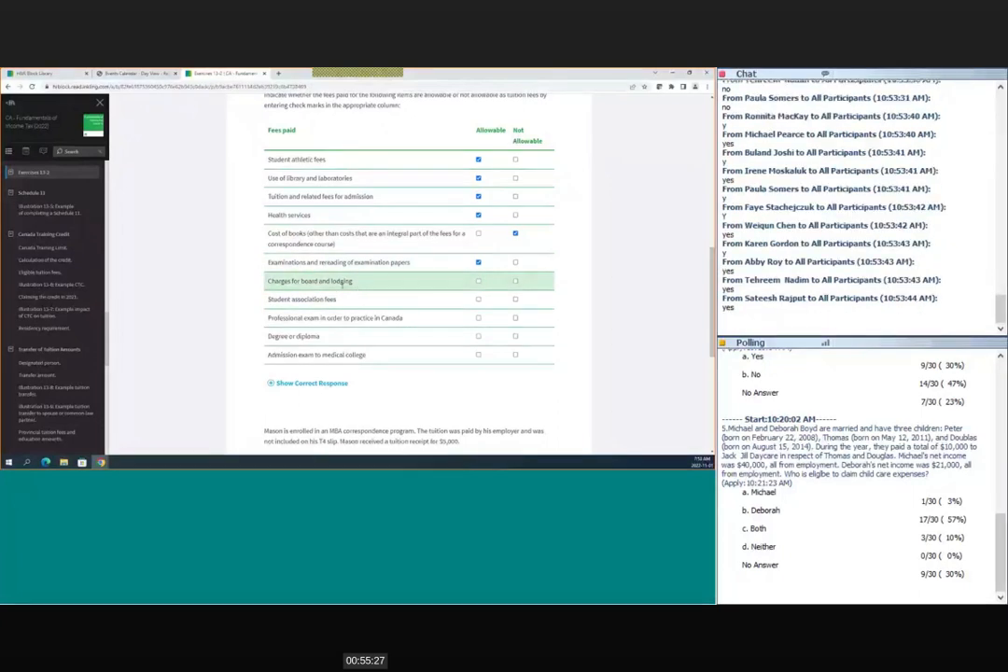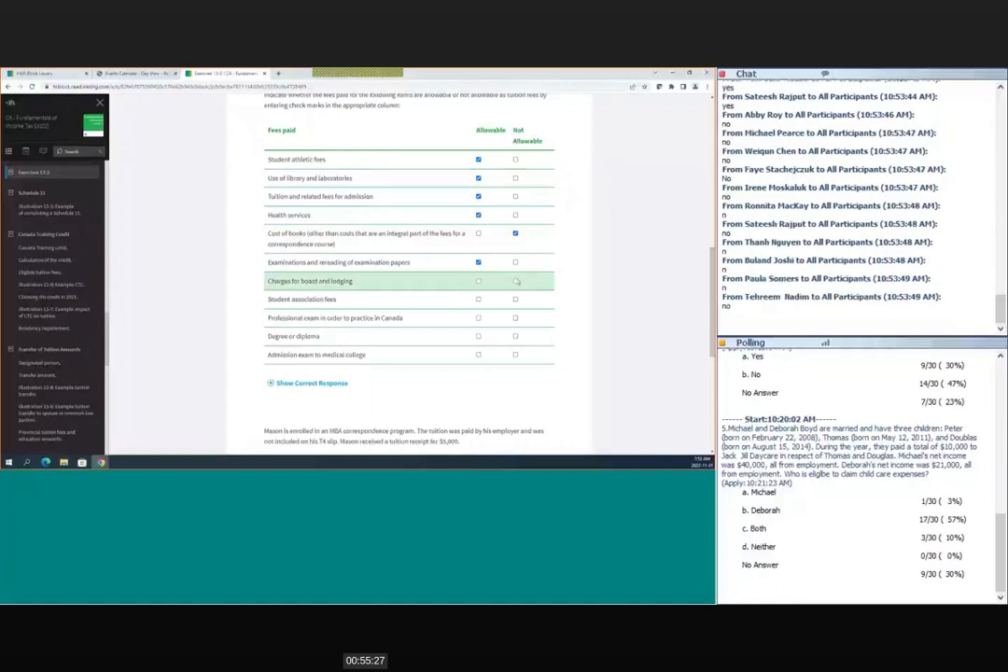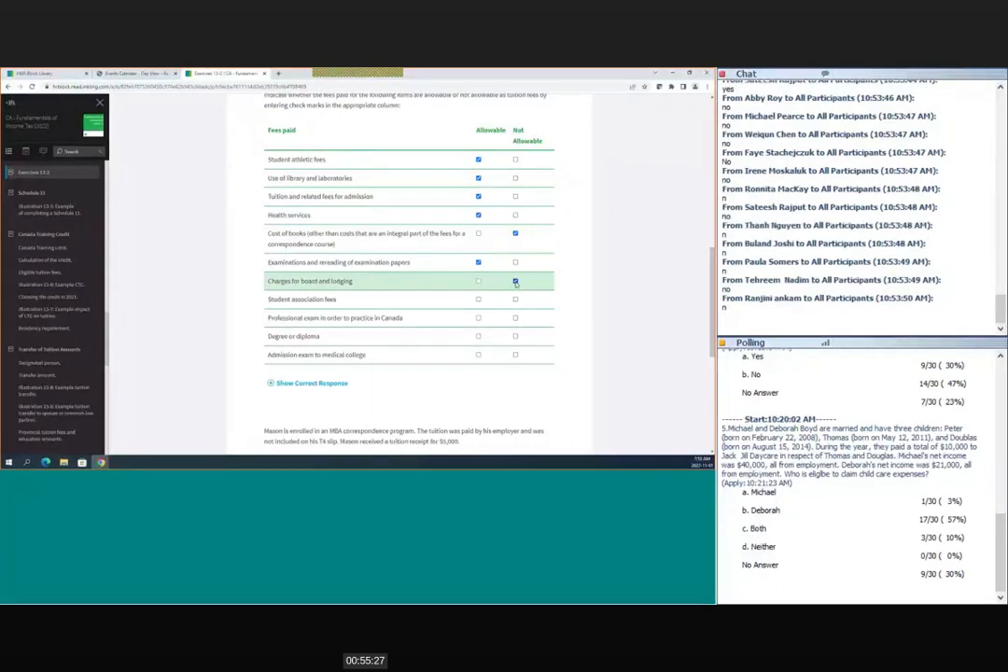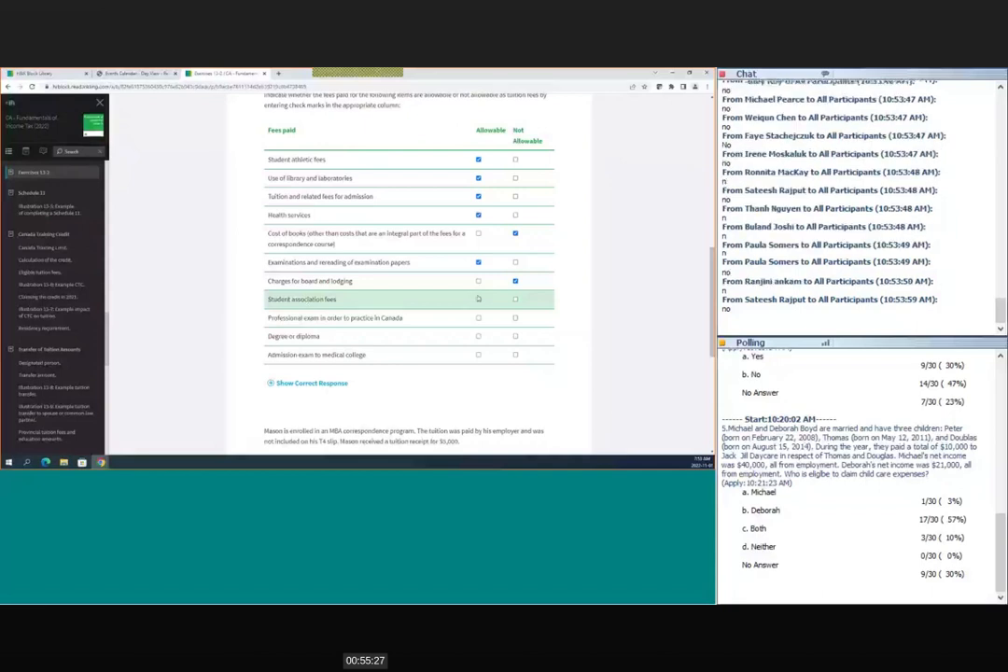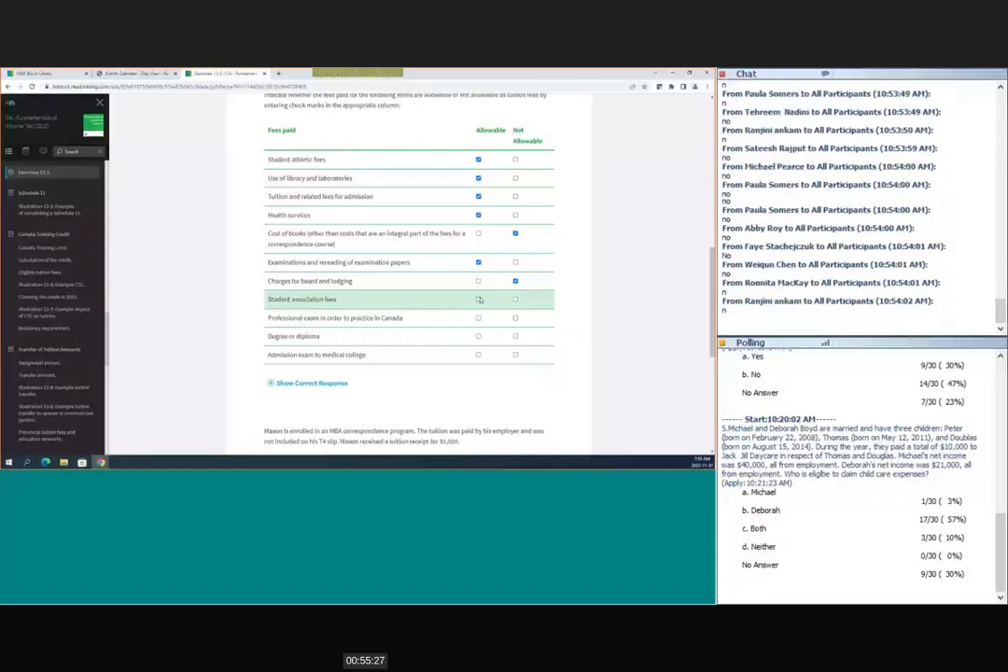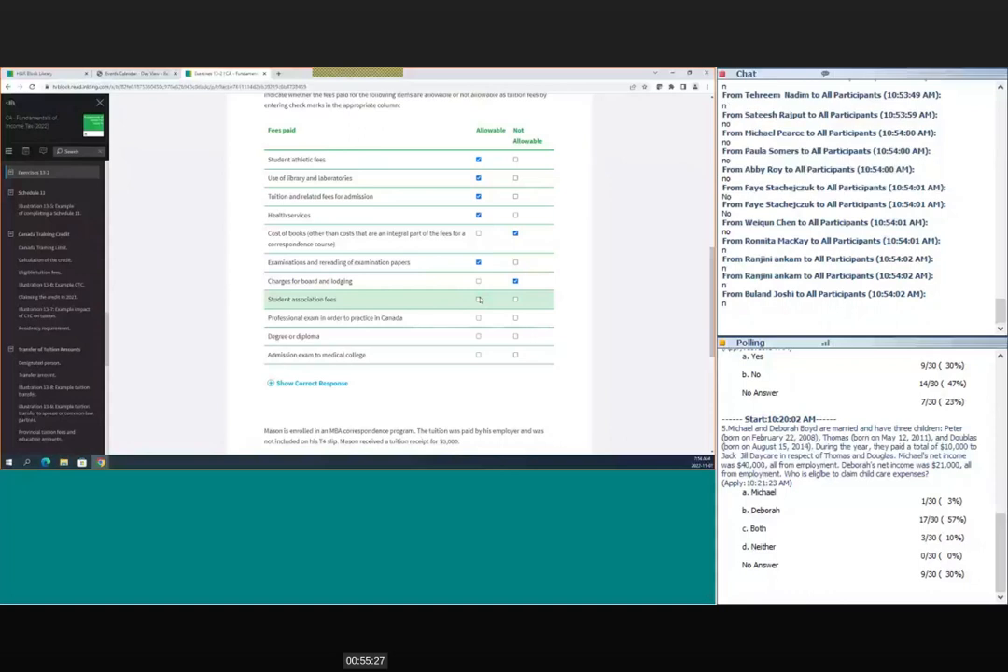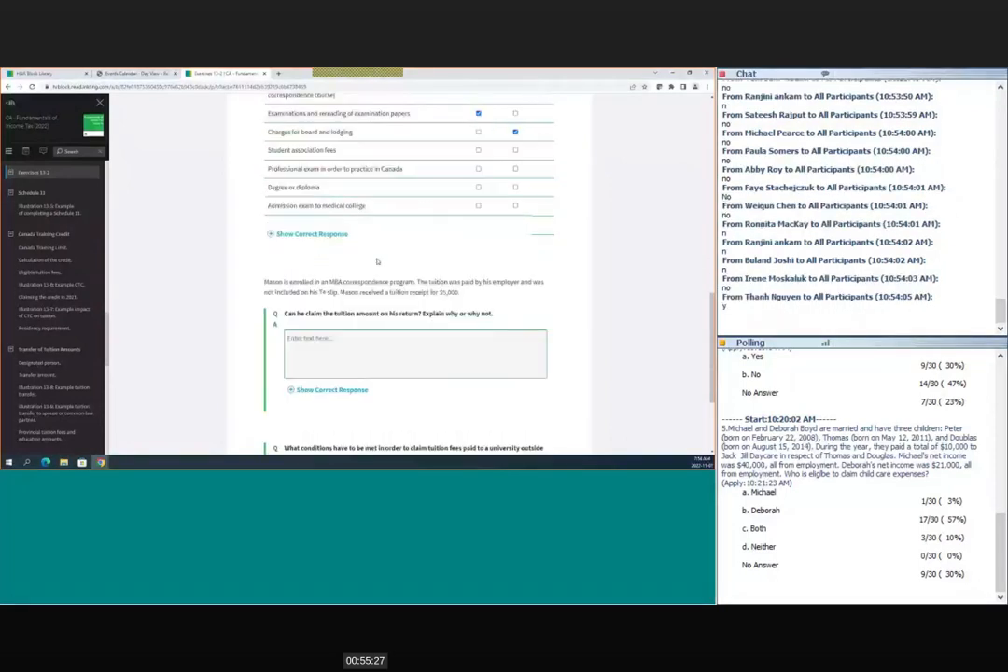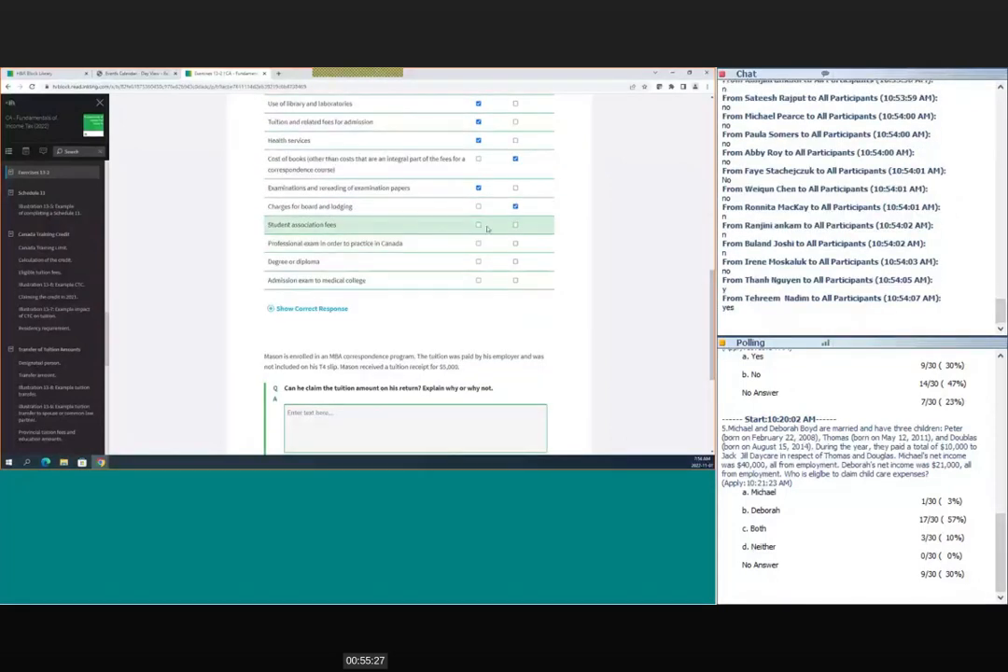Charges for room and board and lodging. No. My class last night was shocked. They were like, "What? We pay so much." I know. That's probably more than the tuition, the room and board and residence. Student association fees. Is that allowable? I think it is, actually.